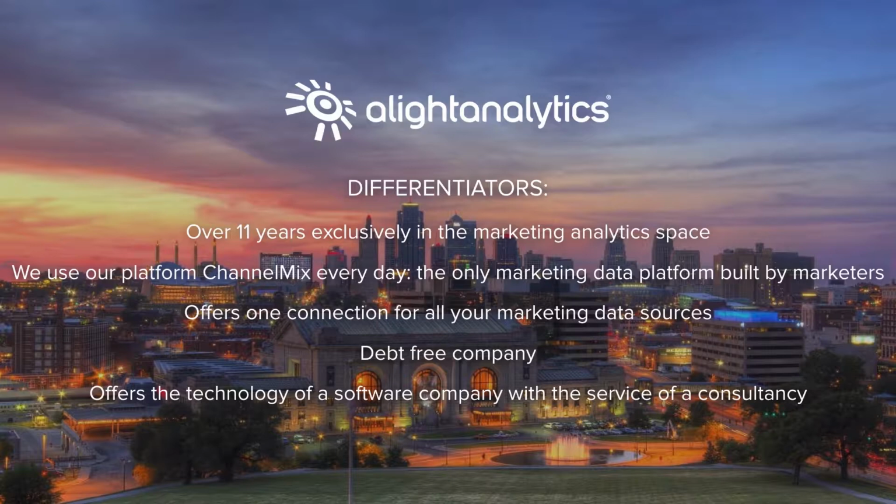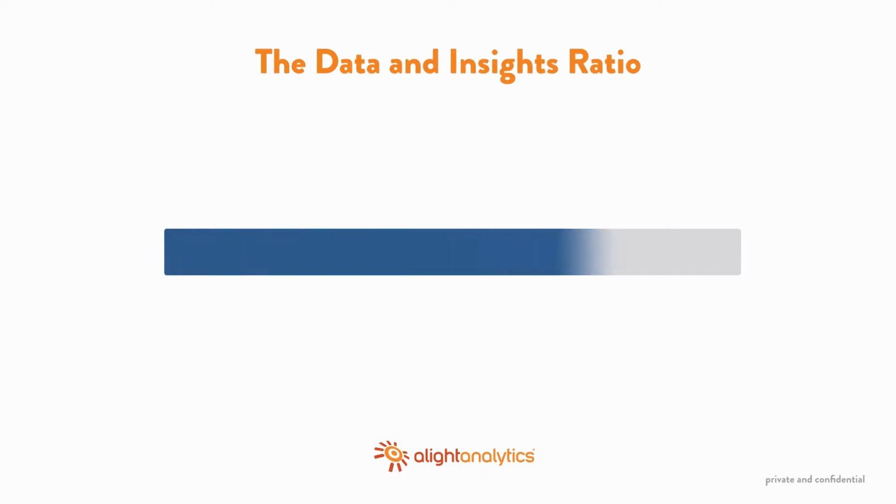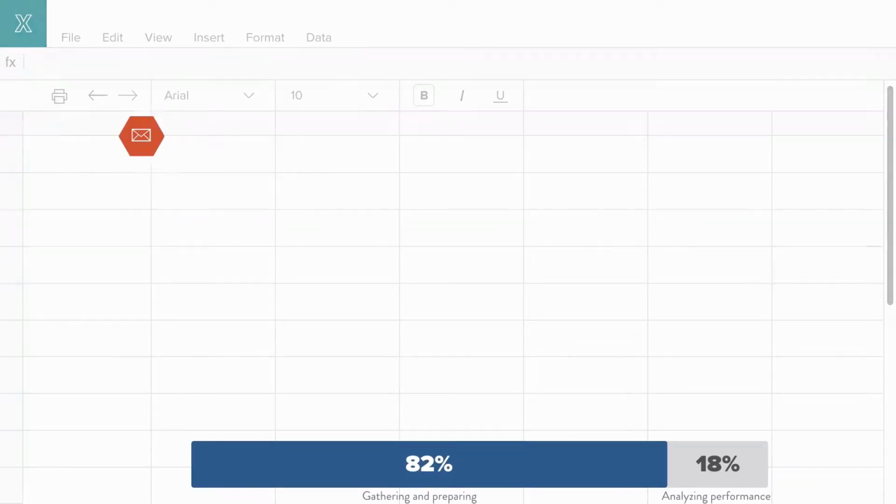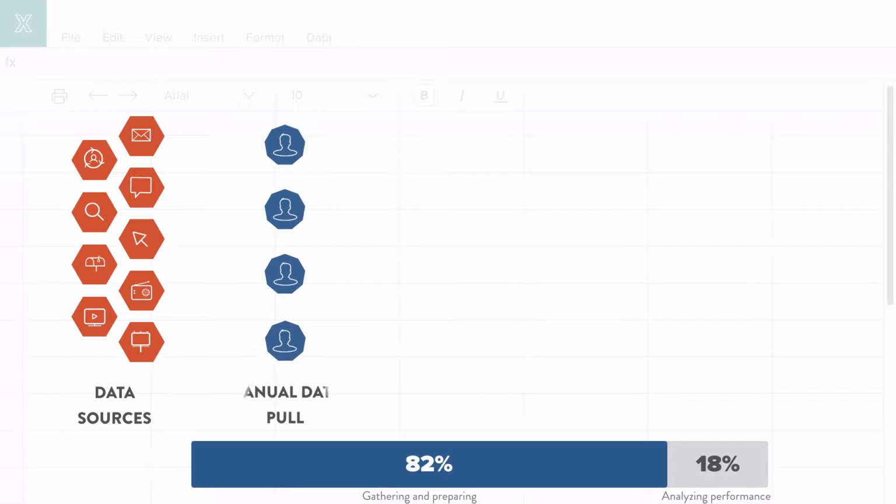So where we meet a lot of our customers for the first time is that this particular ratio between the time spent putting data together and the time spent actually analyzing the performance of marketing data is out of sync. It's not correctly proportioned. And what their process often looks like, and what ours did for a long time before we figured it out, is we have this ecosystem of data sources that we manually pull out.